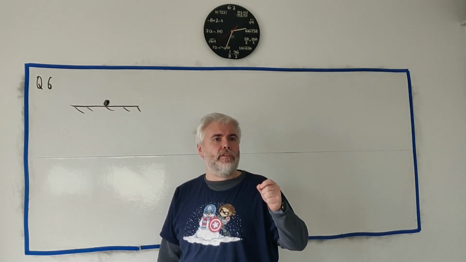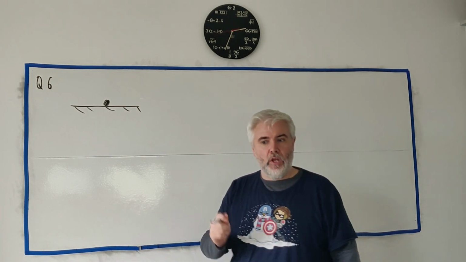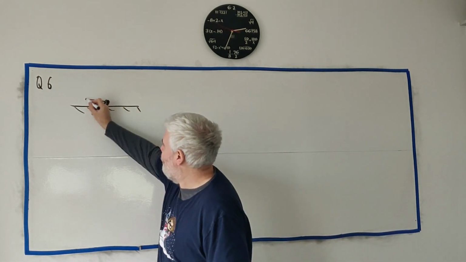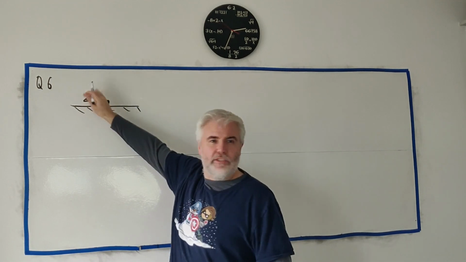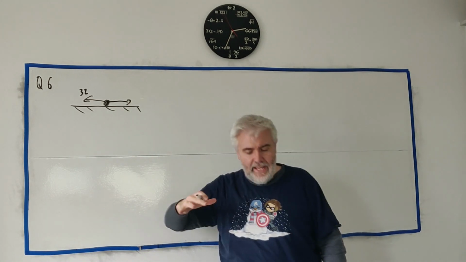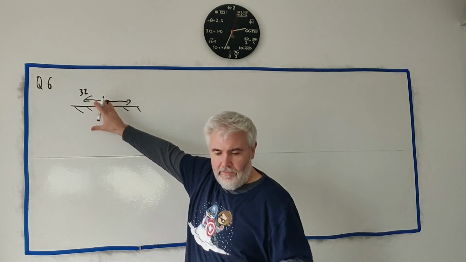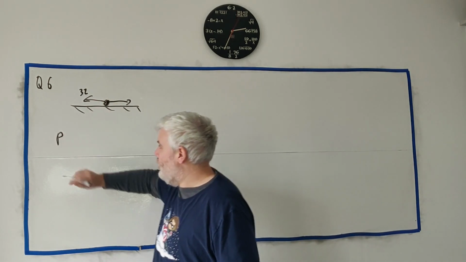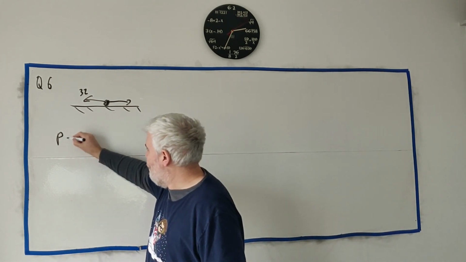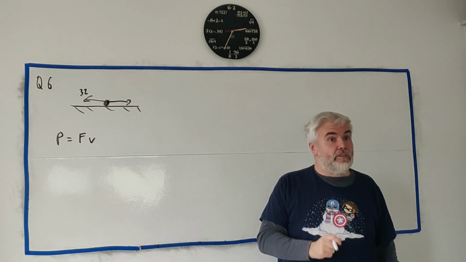And they ask us about the power output of that cyclist. They give us a force of the resistance against them, which we'll put as 32. We'll say there is some driving force forward, and that is related to the power they are asking us about. So let's remember there's a formula for power and force. Power is equal to force times velocity. And they've given us a velocity.